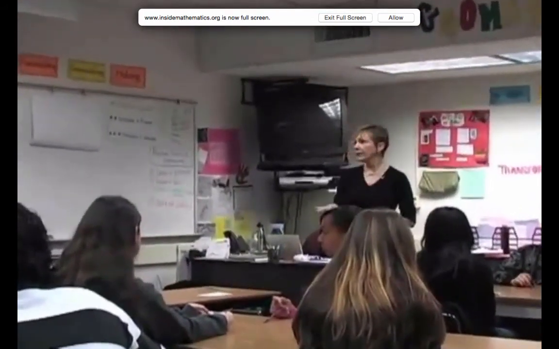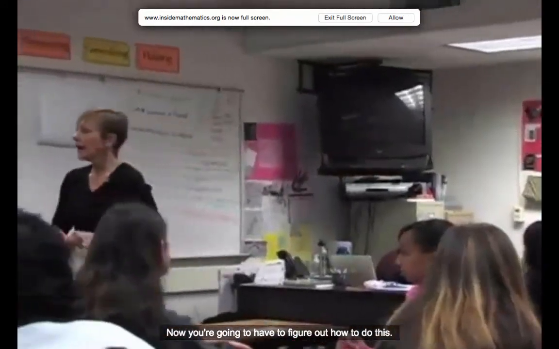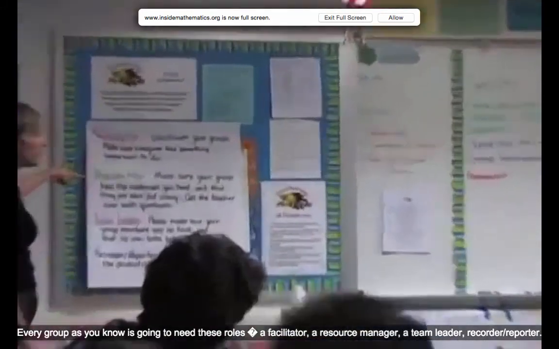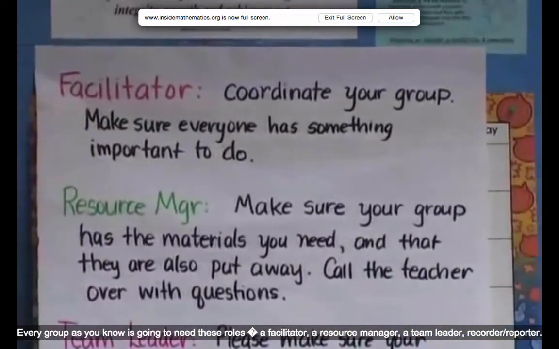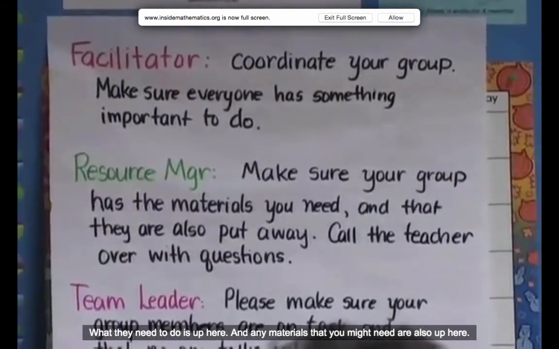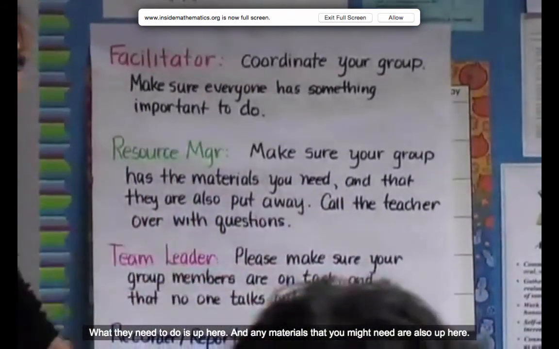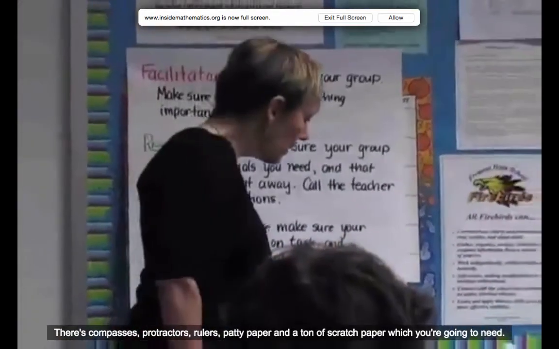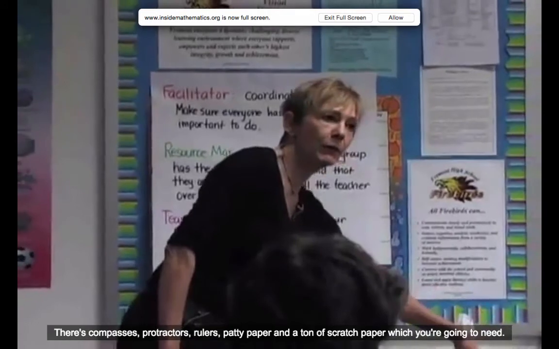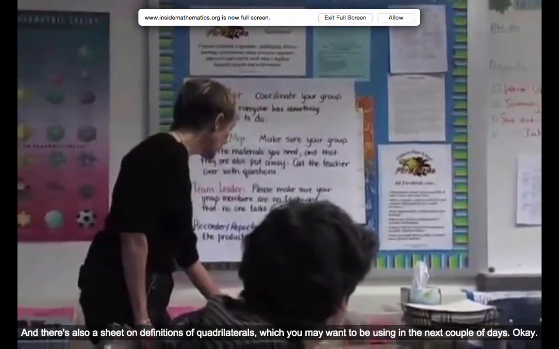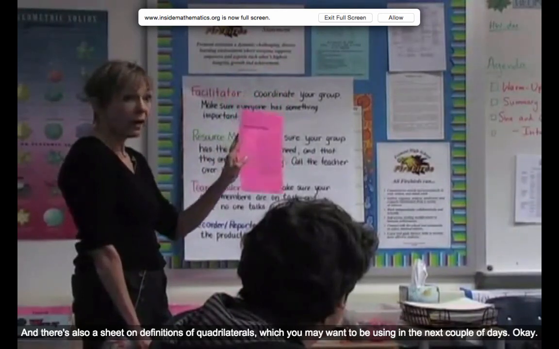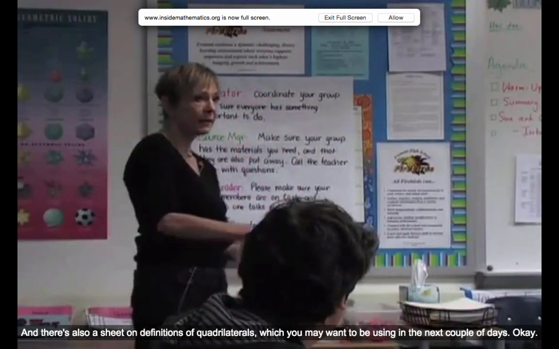Now, you're going to have to figure out how to do this. Every group, as you know, is going to need these roles: a facilitator, a resource manager, team leader, recorder, reporter. What they need to do is up here. And any materials that you might need are also up here. There's compasses, protractors, rulers, patty paper, a ton of scratch paper, which you're going to need. And there's also a sheet on definitions of quadrilaterals, which you may want to be using in the next couple of days.